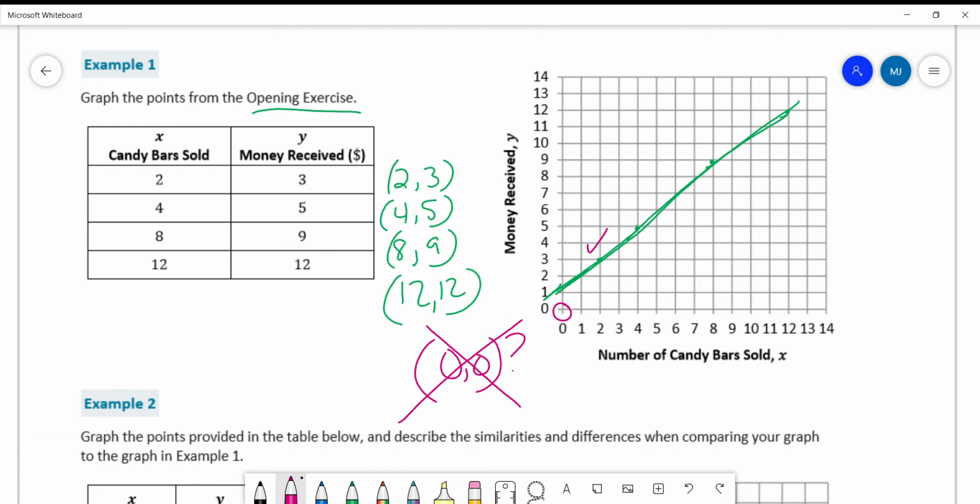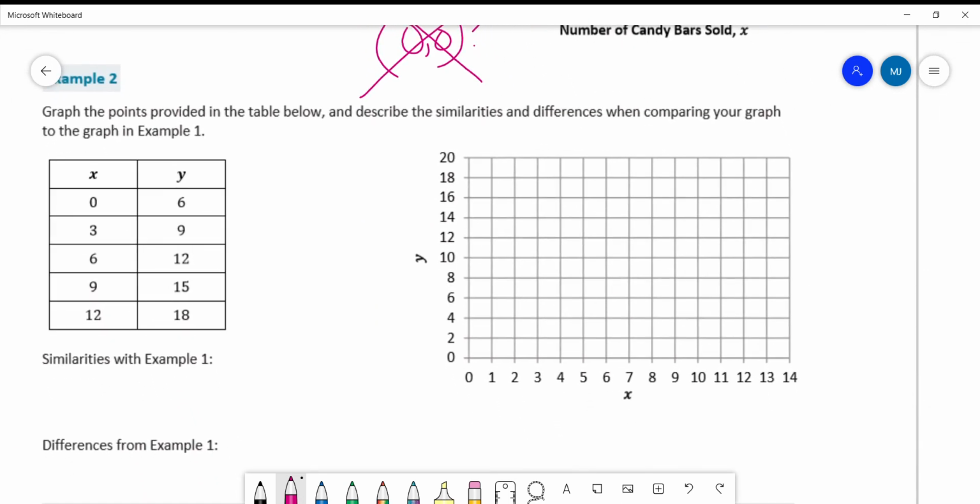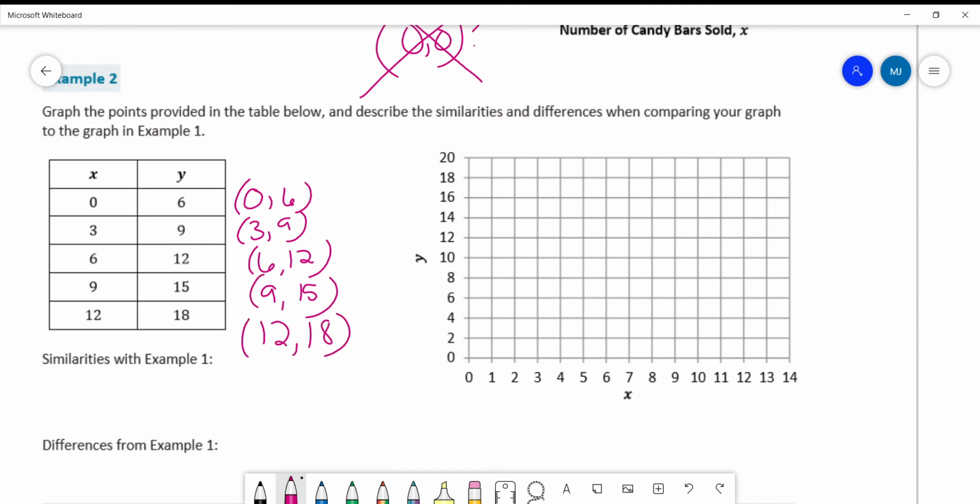Okay, so let's look down here. Example 2. Graph the points provided in the table below. Describe the similarities and the differences when comparing your graph. And so we've already got this one labeled X and Y. So we're going to label our points. Our ordered pairs, if you will. Sometimes they're called points, sometimes you'll see them called ordered pairs or coordinate pairs. All of those are the same thing.